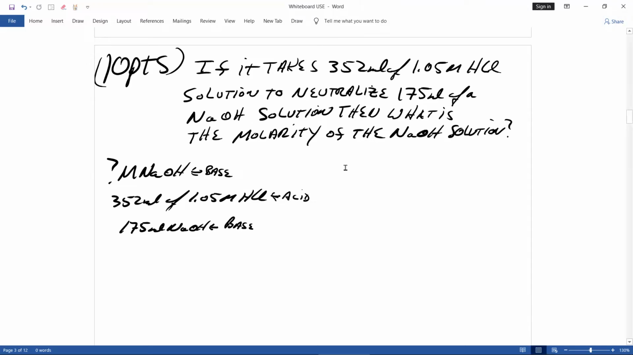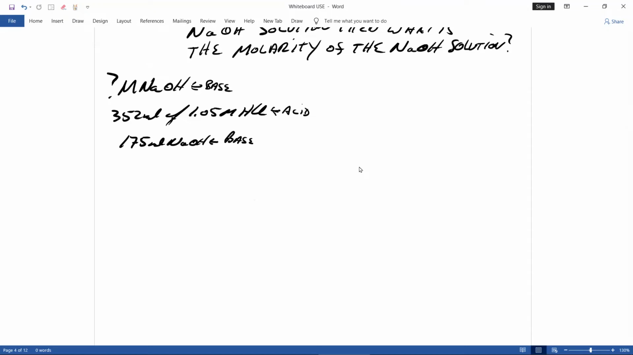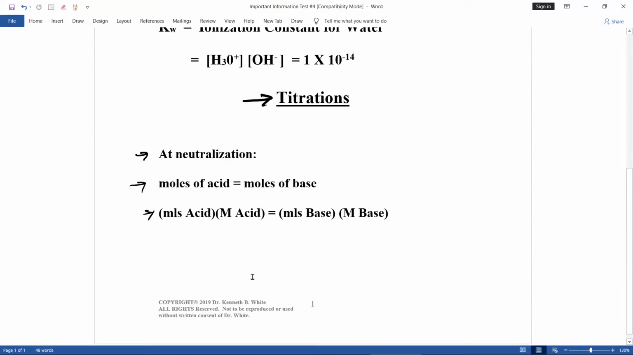So what do we do? It's a titration. Moles of acid equals moles of base. And if you look at important information, test number 4, I give that to you. And the next step you should know is this: milliliters of acid times molarity of acid equals milliliters of base times molarity of base.